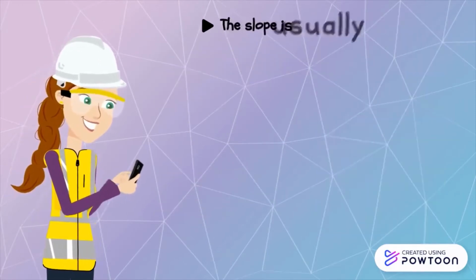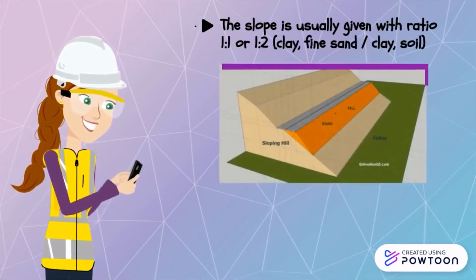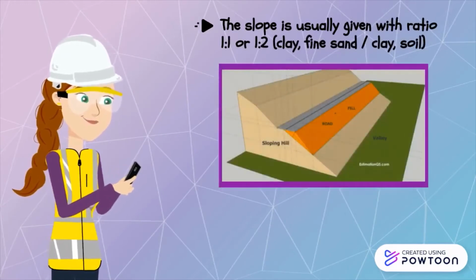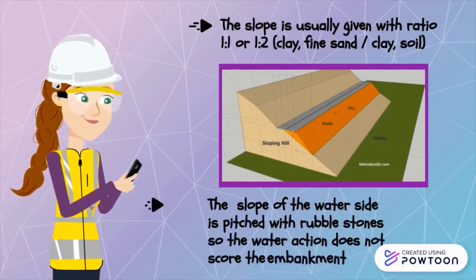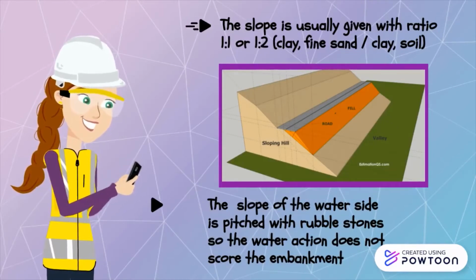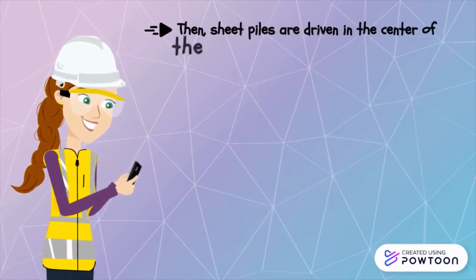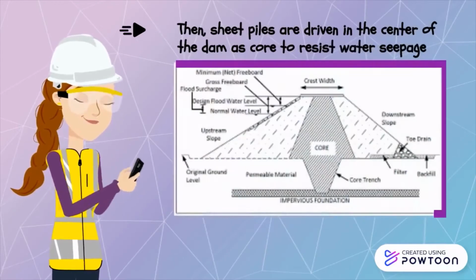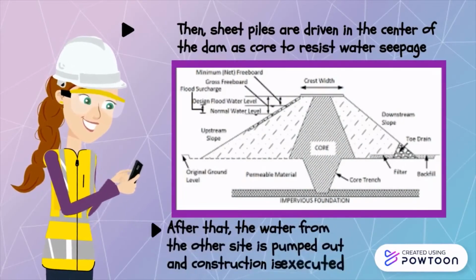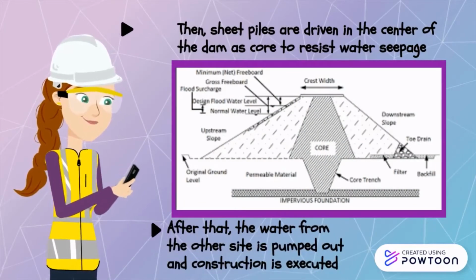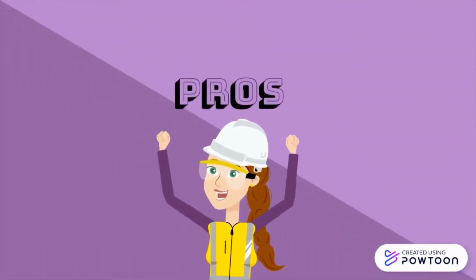Next, the slope is usually given with a ratio of either 1:1 or 1:2 of clay with fine sand or clay with soil. Then, the slope of the water side is pitched with rubble stones so that the water action doesn't scour the embankment. Then, the sheet piles are driven in the center of the dam as core to resist the water seepage. After the construction of the earthen cofferdam, the water from the other side is pumped out and the construction is executed. There are 4 advantages for this type of cofferdam.